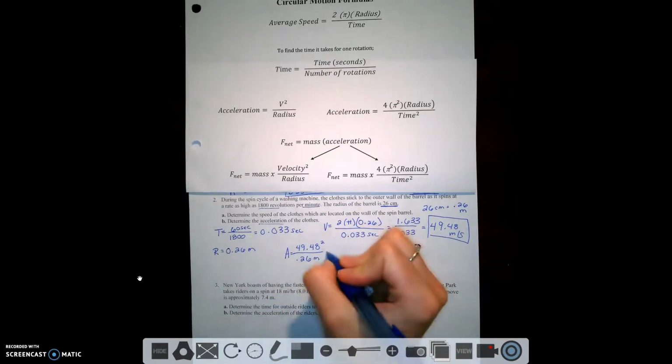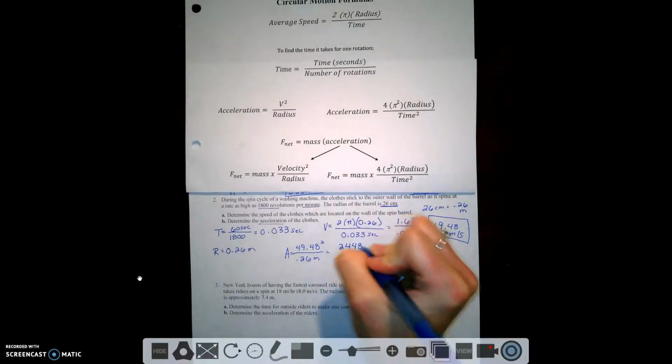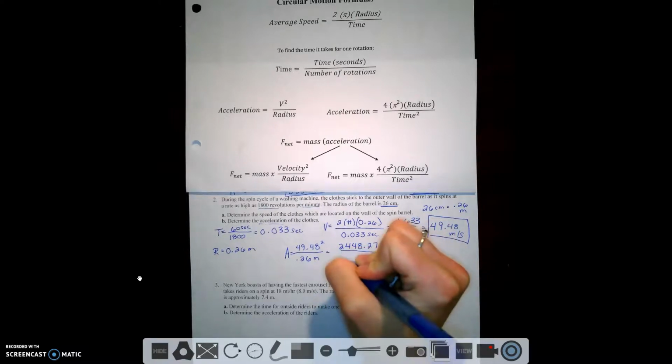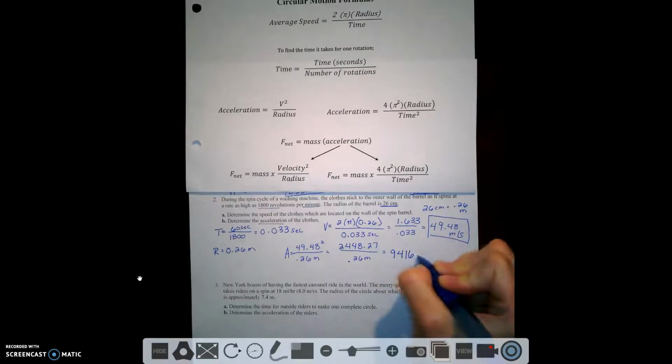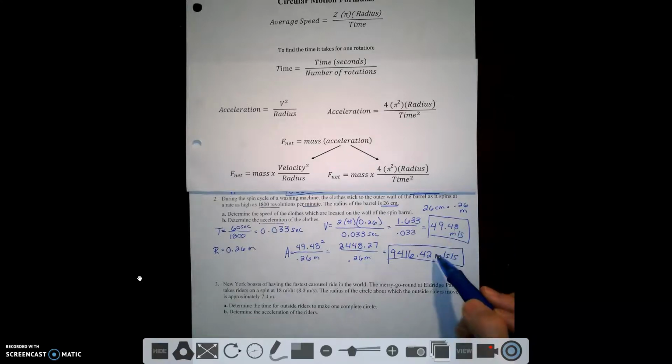The first thing you need to do is square that velocity first. And you're going to get 2,448.27, and then bring over the 2.6 meters. And then you're going to divide those two numbers. And your acceleration is going to be 9,416.42 meters per second squared. So that is your velocity here and your acceleration.